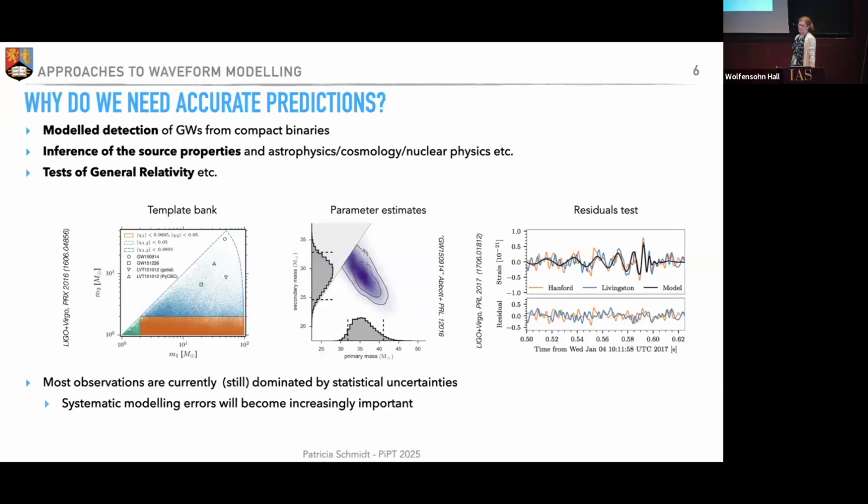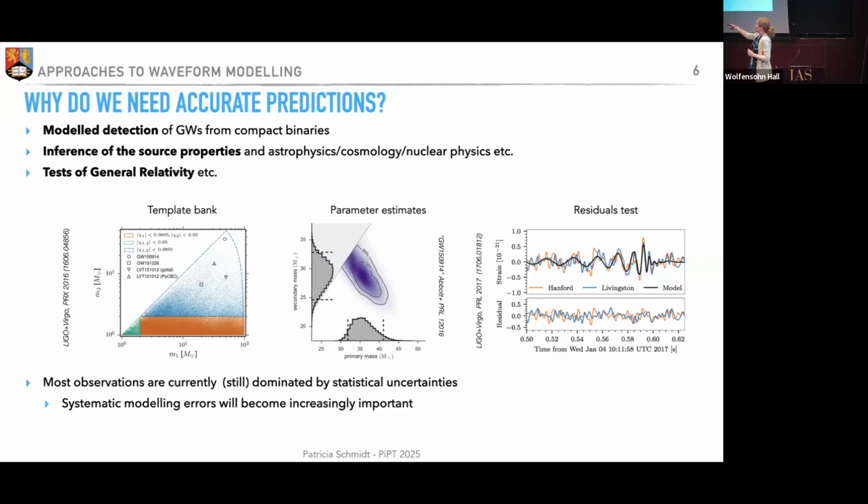Now, for compact binary coalescences, waveforms really are at the heart of it. So having a theoretical prediction of what the gravitational wave signal looks like to very, very high accuracy, and how accurate it has to be, that's still an open question, is really, really fundamental. And we need that essentially for three big steps in the whole machinery of analyzing data.